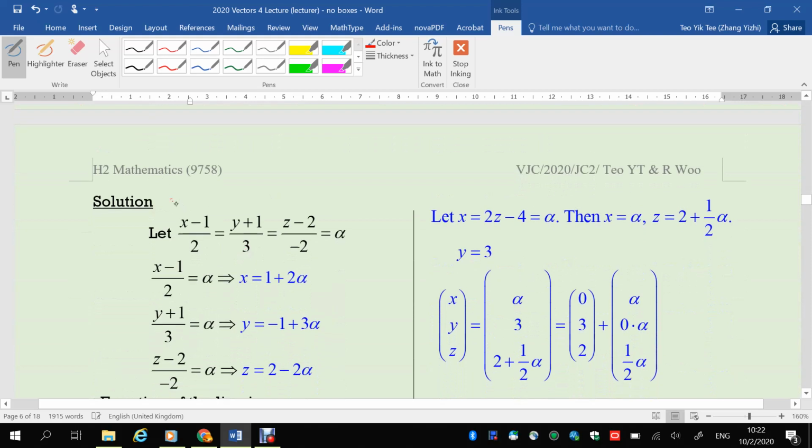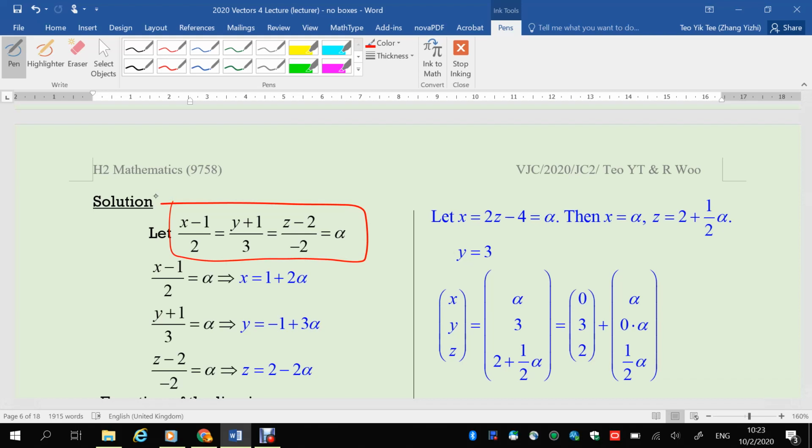Okay, you must understand that all your three values, (x minus 1) over 2 equals (y plus 1) over 3 equals (z minus 2) over minus 2, you're going to let it equal to 1 and not alpha, because they're all supposed to be the same. And this time around, what you do is the opposite. You try to make x, y, and z the subject of the equation. So you have x equals 1 plus 2 alpha, y equals minus 1 plus 3 alpha, z equals 2 minus 2 alpha.